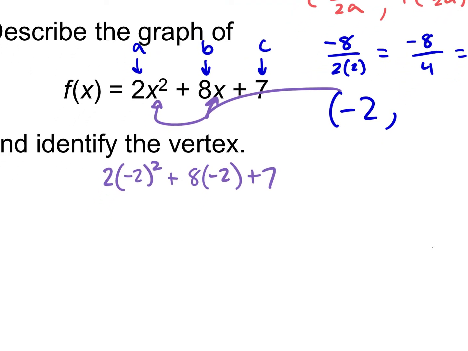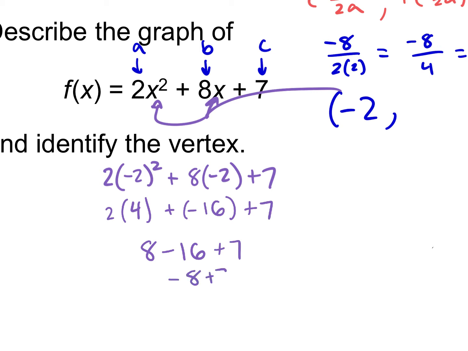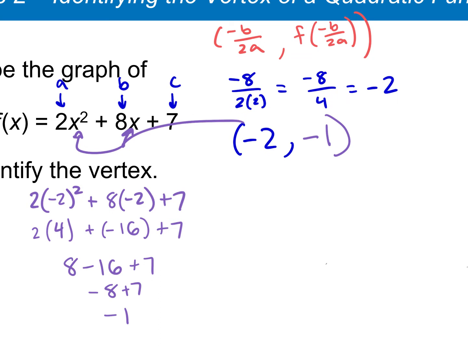So negative 2 squared would be 4. So I have 4 times 2. 8 times negative 2 would be negative 16. So this would be 8 minus 16 plus 7. 8 minus 16 is negative 8. And negative 8 plus 7 would be negative 1. So my y value is negative 1. So my vertex is negative 2, comma negative 1.